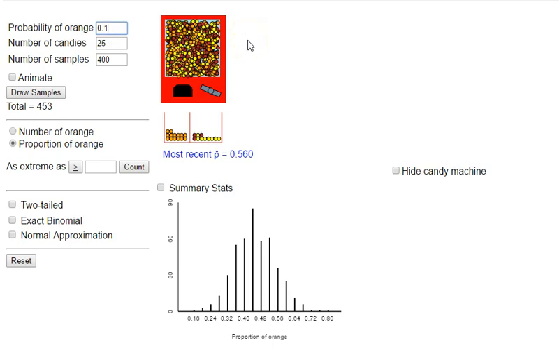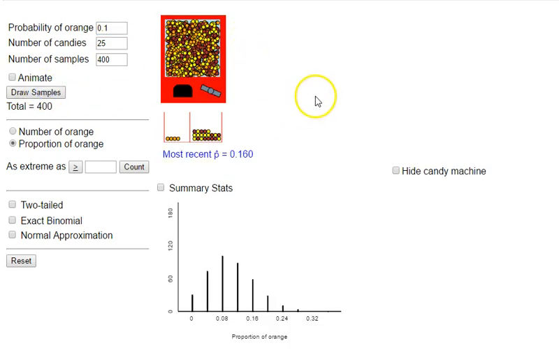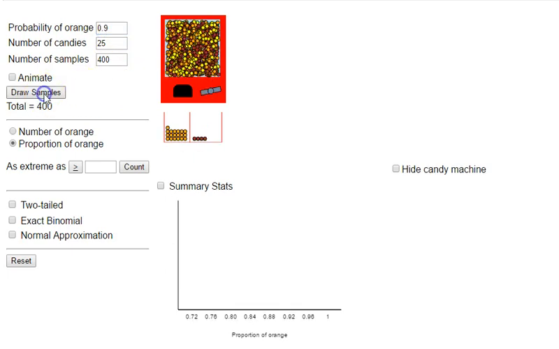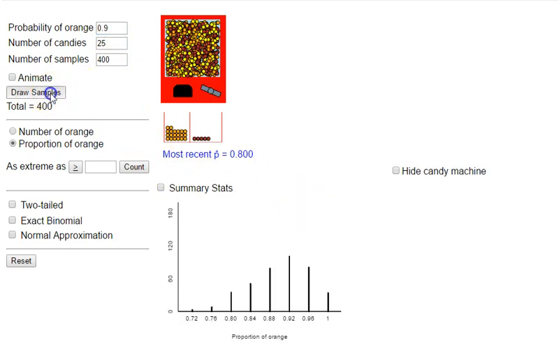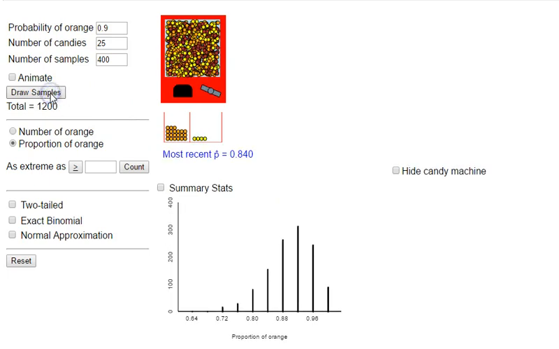What if we made this 0.1 and did 400 samples? What if we did another group of samples? Notice here we have a unimodal distribution, but it's skewed to the right. What if we made the probability a lot bigger? Draw some more samples. Notice we have something that is skewed to the left.